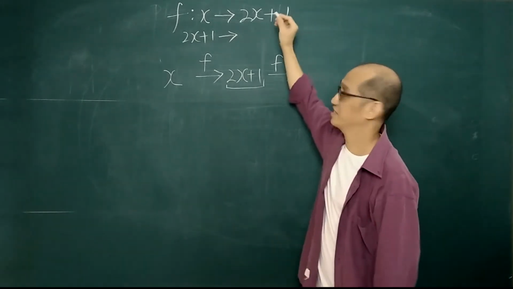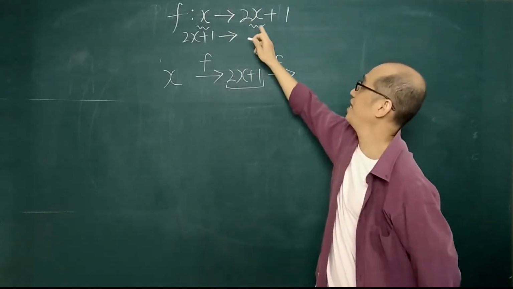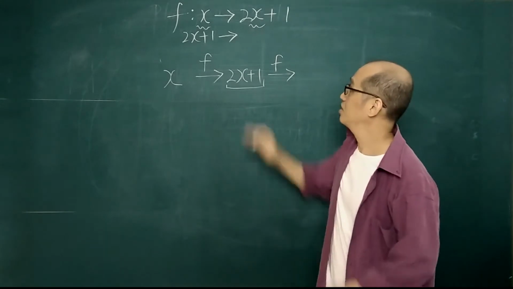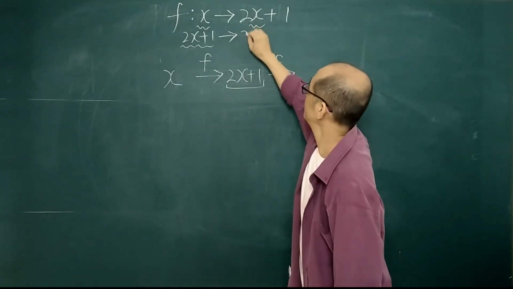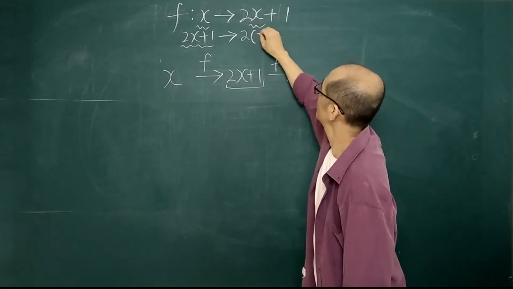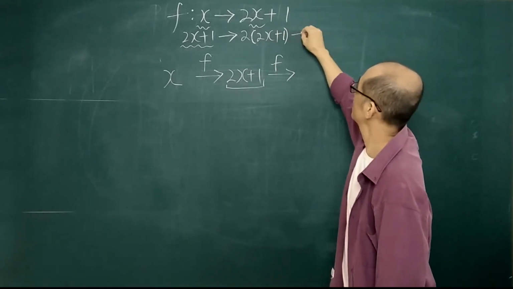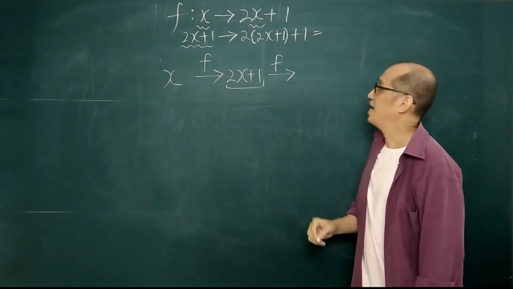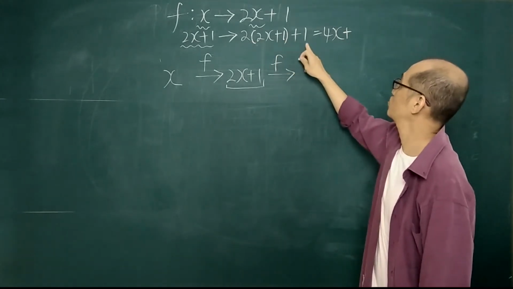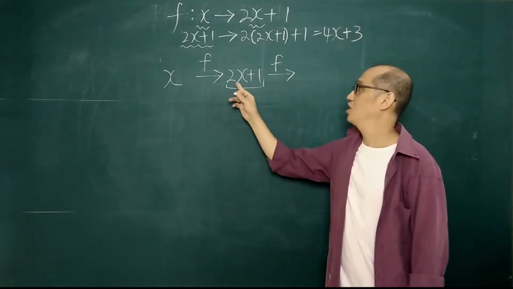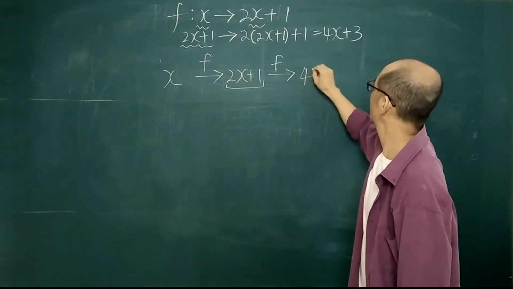And now look at x here. X is the object. You see, the object goes through the function and we get 2x plus 1. But now the object is not x. The object is 2x plus 1. So we have 2 times 2x plus 1, that's the object, plus 1. And we get 4x plus 2 times 1 is 2, plus 1, 3. So this 2x plus 1 goes through the function f again, and we get 4x plus 3.